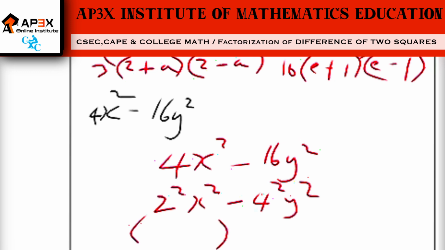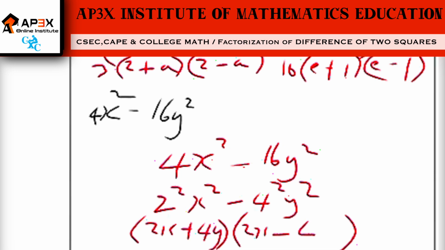Open the bracket, close the bracket. Open the bracket, close the bracket. 2 here, x here, plus here, minus here. Okay, so 2x, plus minus. 4 here, y here, 4 here, y here. I'm done. Easy.